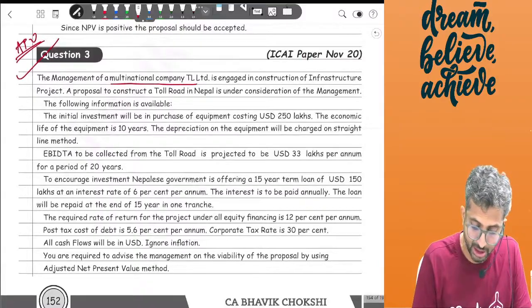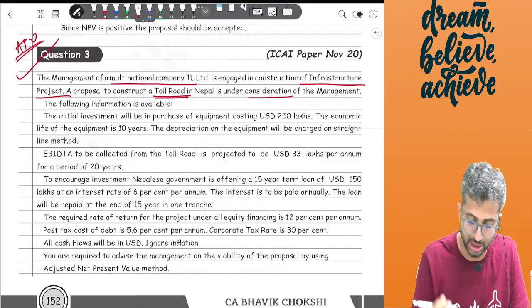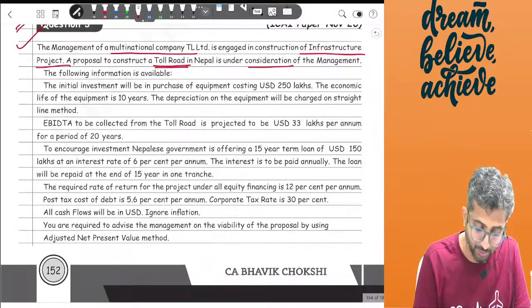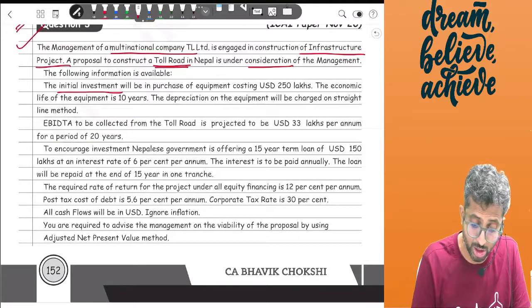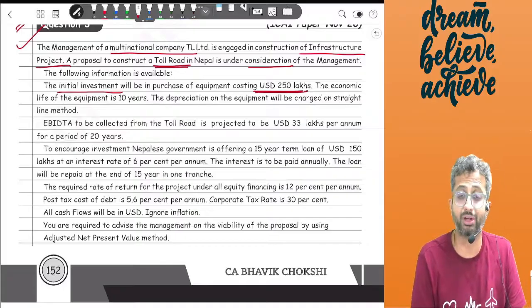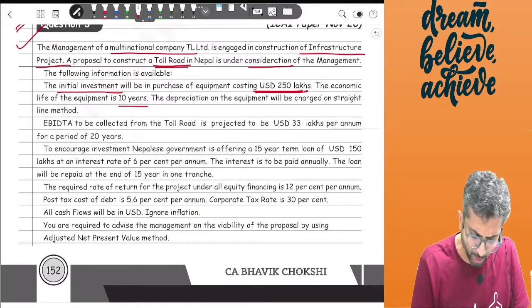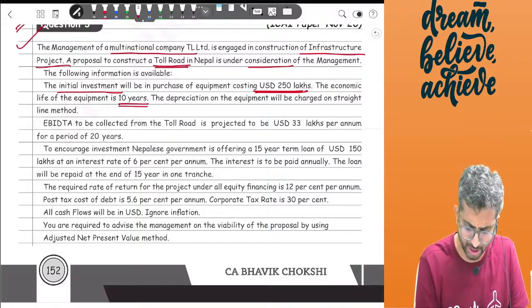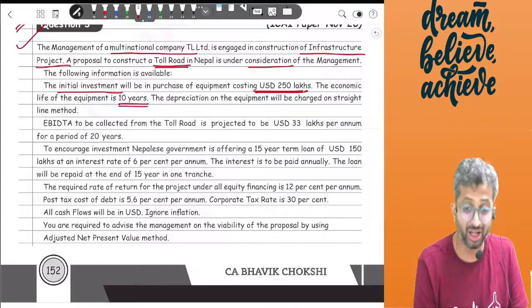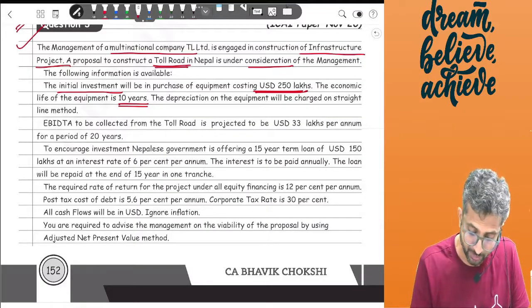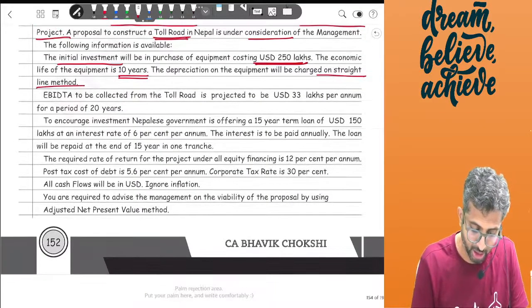Management of an MNC TL is engaged in the construction of infrastructure projects. A proposal to construct a toll road in Nepal is under consideration of the management. The following information is available. The initial investment will be for purchase of equipment of 250. This is operating cash flow. Economic life of the equipment is 10 years, so maybe the depreciation will be 25 per annum, again operating in nature, will be charged on straight line method.